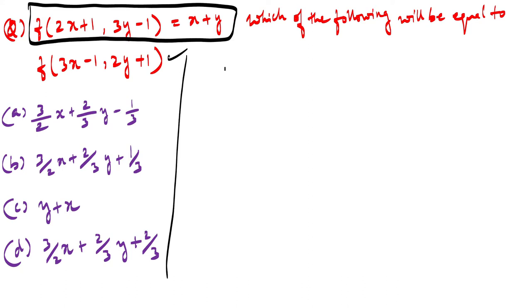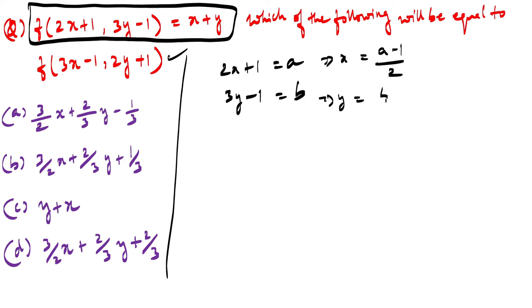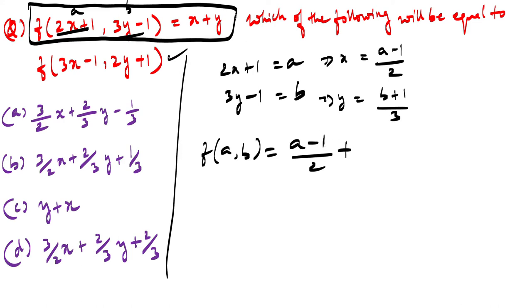So let us take this 2x plus 1 and 3y minus 1. If we equate 2x plus 1 with a, and if we equate this one with b, then we'll get x as a minus 1 by 2, and here we'll get y as b plus 1 by 3. So we have considered this one as a and this one as b. So f of a comma b will be equal to x plus y. So what is x? A minus 1 by 2 plus y. What is y? B plus 1 by 3. So now we will get the value as a by 2 plus b by 3 minus 1 by 6.